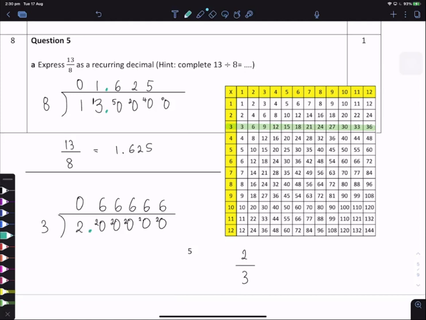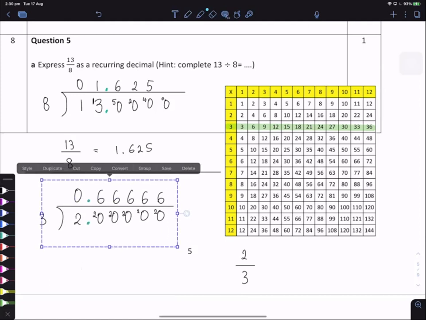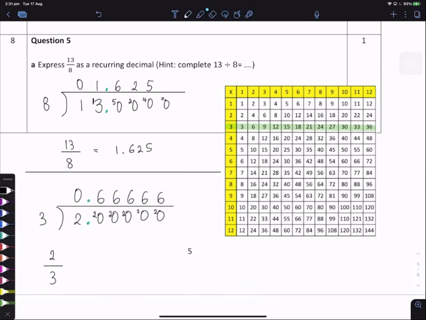Between the 0 and the 6, so you see it lines up. So our answer here is going to be 0. So 2 over 3. This question here, 2 over 3 is going to equal 0.6666, and we know it keeps on going forever and ever.